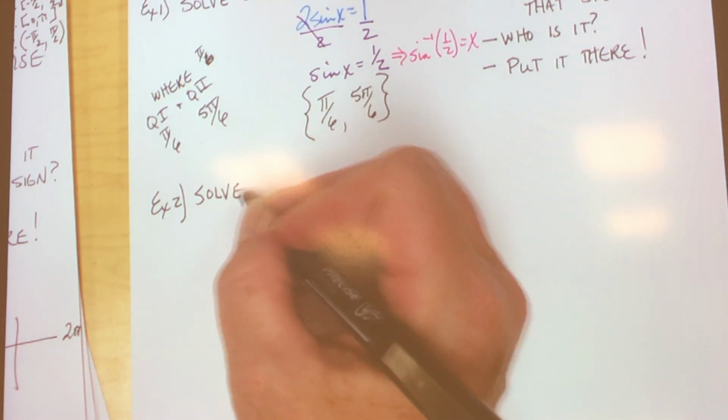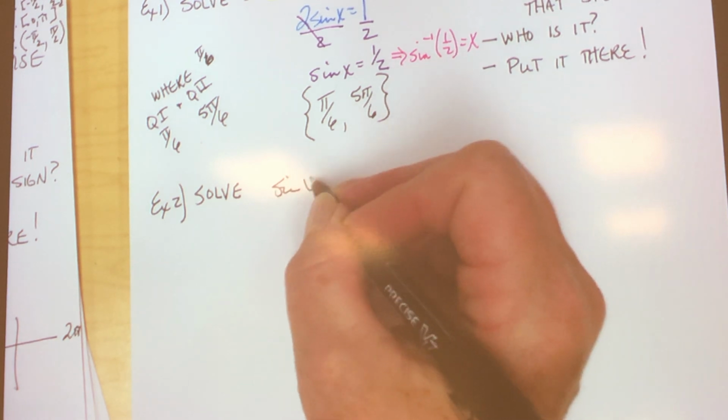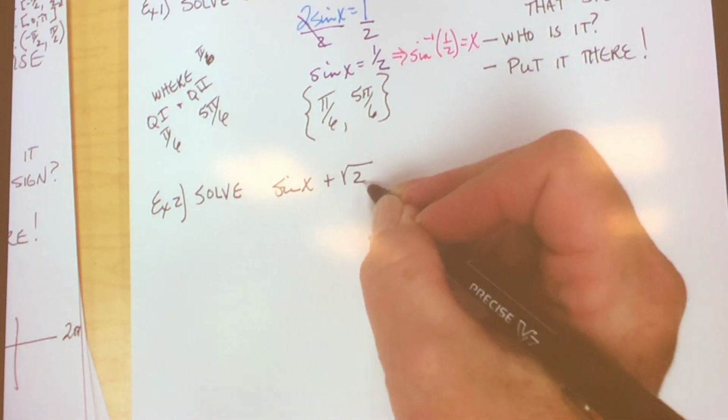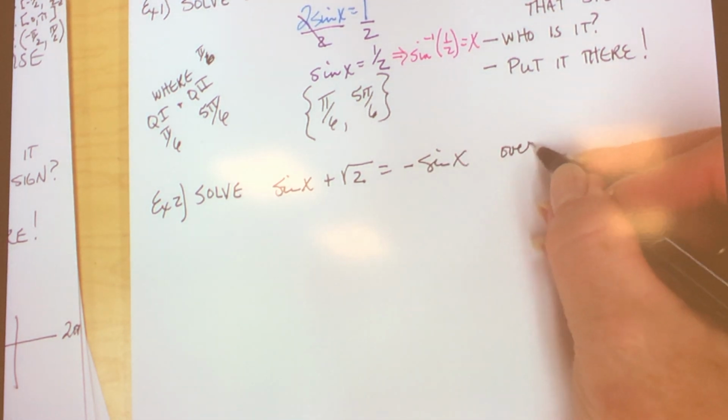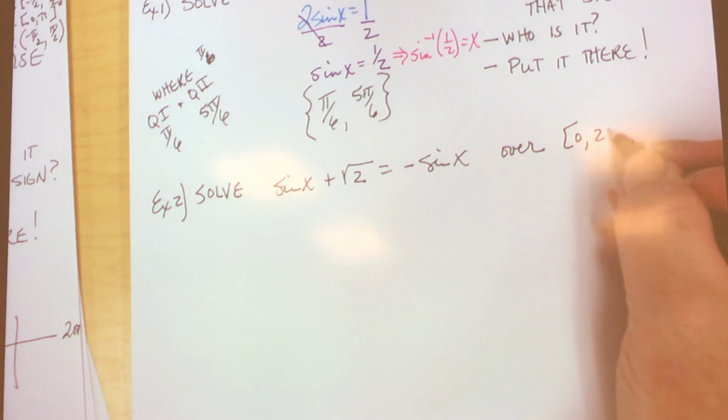Solve sine x plus the square root of 2 is equal to negative sine x over 0 to 2 pi.